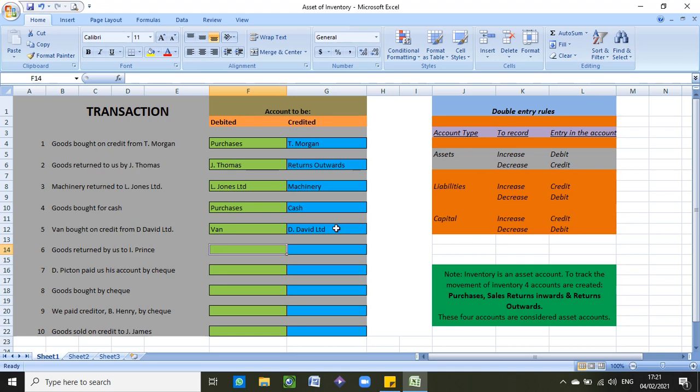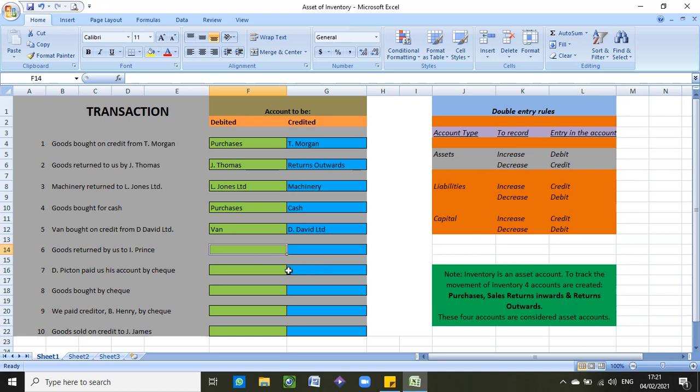Transaction number 6. Goods returned by us to I. Prince. So here we see the word goods, so we know automatically that one of these accounts will be affected. What is happening with goods? Well, it's being returned. Returned by whom? By us. So that means that the goods will go out of our establishment. Hence, if it's going outwards, we will use the return outwards.